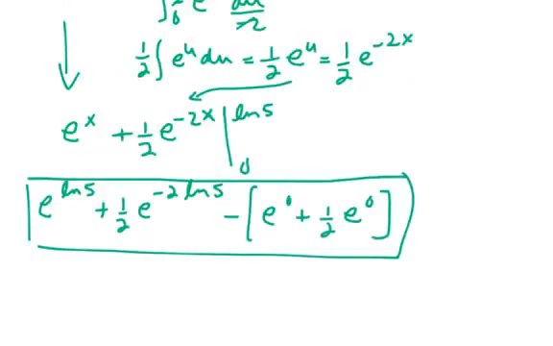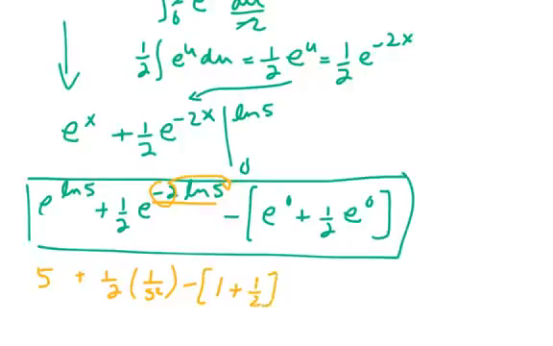So let's finish off the algebra here. e to the ln of 5 is equal to 5, plus 1/2 e to the negative 2 times ln of 5. If you move the 2 up to your exponent, you're left with e to the ln of 5 to the negative 2, which is just 5 to the negative 2, and 5 to the negative 2 is just 1 over 5 squared. Minus e to the 0, which is 1, plus 1/2 e to the 0, which is 1/2.